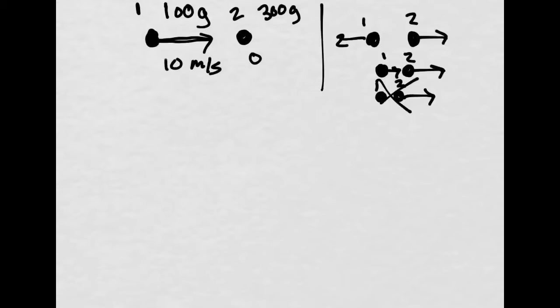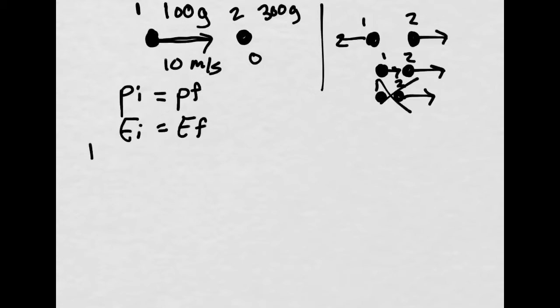Our goal is to find the final velocity of each ball if the collision is perfectly elastic. So in a perfectly elastic collision, we have PI equals PF and EI equals EF. So we need to find the total energy and the total momentum before and after for each ball, add them together, and set them equal to each other, just like the last problem.